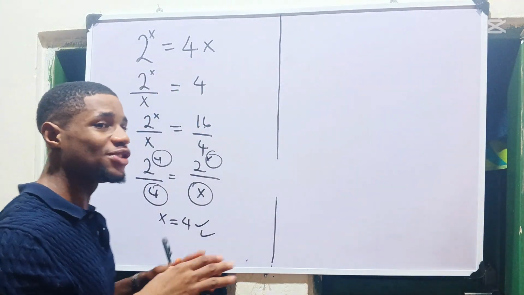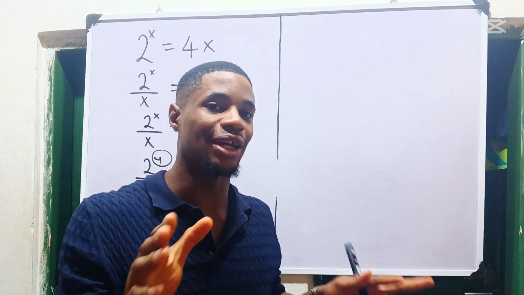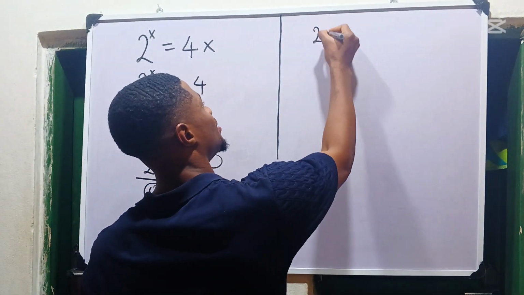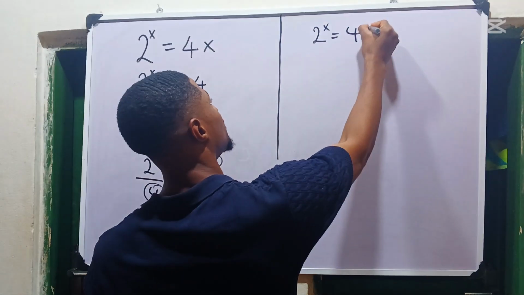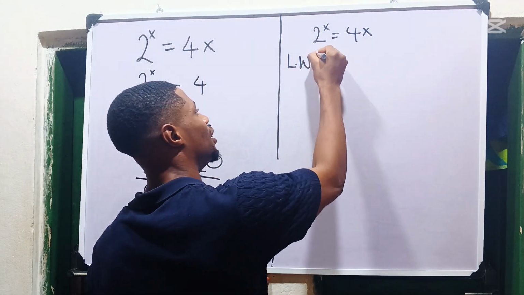But then, that is not the only way of doing this. I'll show you an alternative method which is widely accepted and not an assumption. Okay? Now we said 2 raised to the power x is equal to 4x. We have a formula known as the Lambert's W formula.